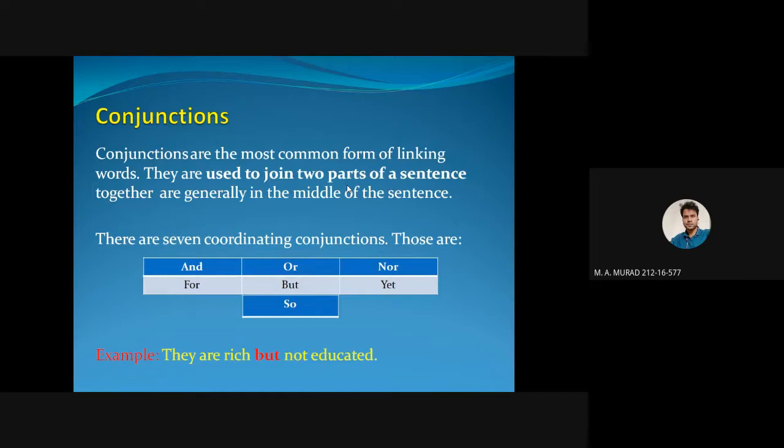Conjunction. What is a conjunction? Conjunctions are the most common form of linking words. They are used to join two parts of a sentence together, generally in the middle of the sentence. There are seven coordinating conjunctions: and, or, nor, for, but, yet, so. Here is an example: they are rich but not educated. Here the marked word but is a conjunction.